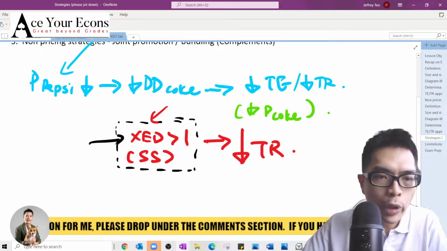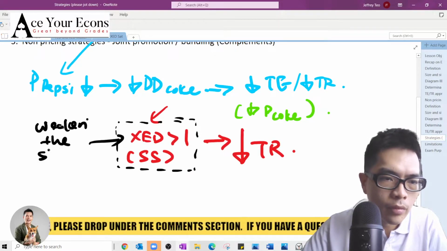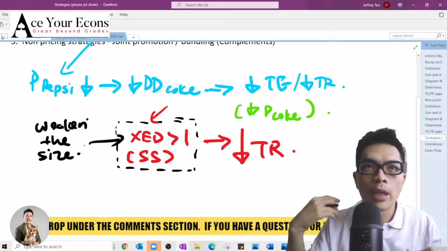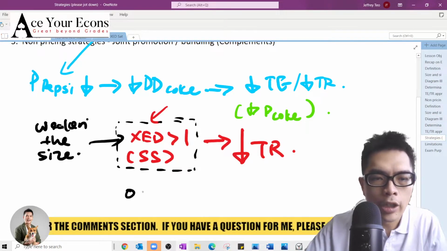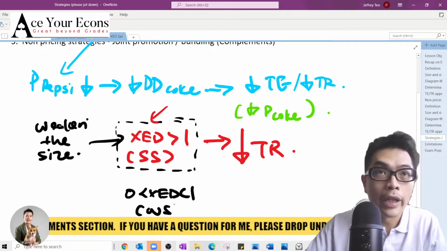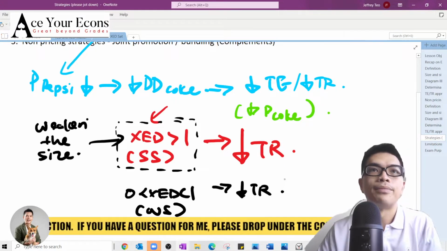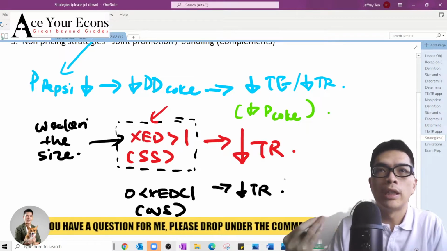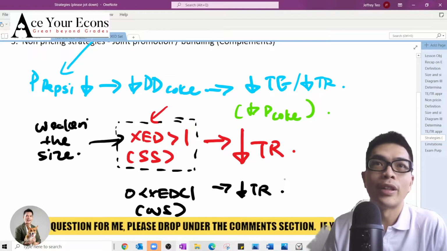How can we weaken the size of this? So if you are a strong substitute, you'll probably want to differentiate your good and make it weaker such that XED is between 0 to 1, or what I call a weak substitute. And the extent of your total revenue falling is lesser. So what can we do to differentiate? We can probably release what? The new Coke. Differentiate your product.